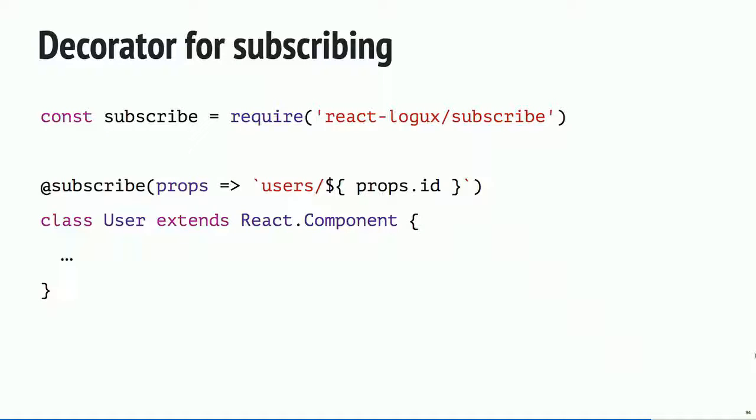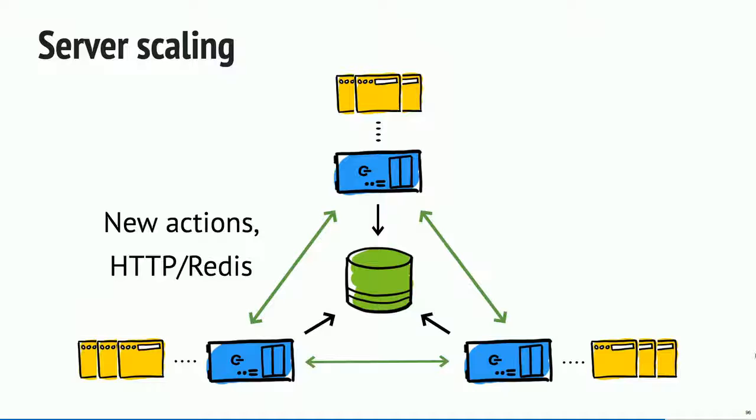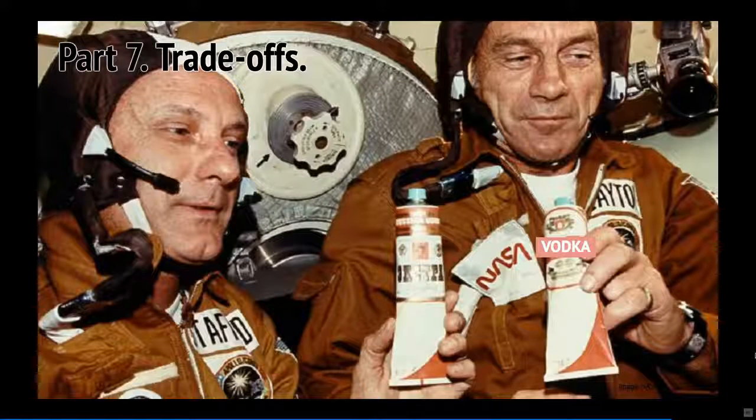About data access, we have a special subscribe method and decorator. And if you have some component that requires data from users, for example, you just use this decorator and subscribe this component to a channel name. And on the server, you have a special callback, check access, and then put to a log for the client any initial state that you want. And like final things, scaling is not a problem. You just use the same database and ping each machine on the new actions. That's all, that's a big deal.